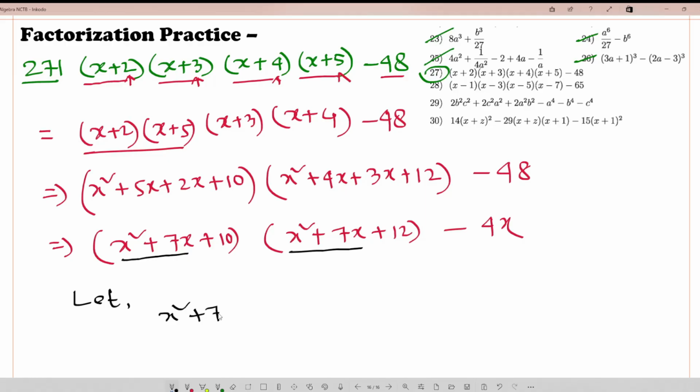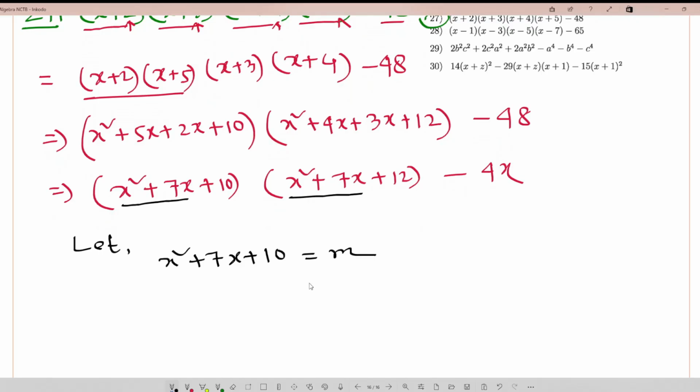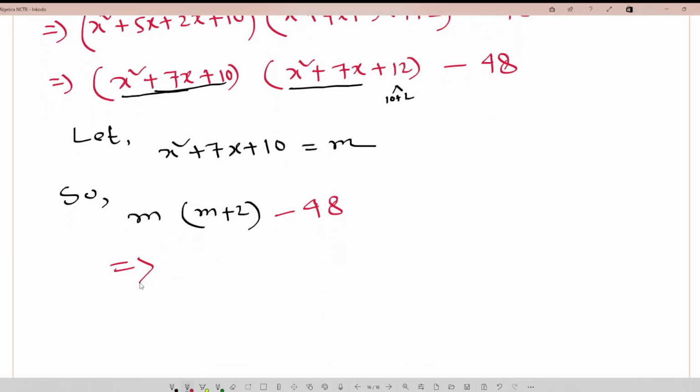So in this case, let x square plus 7x plus 10 equals m, right? So we can write, this one becomes m, and here is x square plus 7x plus 12. 12 means what? 10 plus 2. So we can write m plus 2, minus 48. Now here is m square plus 2m minus 48, right?